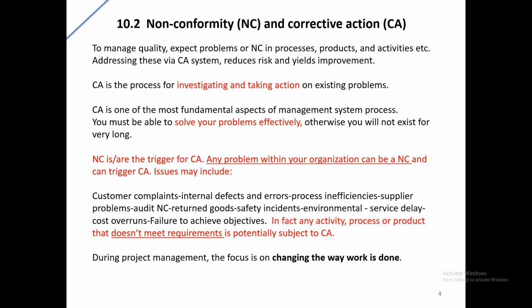So remember, in the class, quality assurance is all about improvement. CA is the process for investigating and taking actions on existing problems. So today we talk about investigations. CA is one of the most fundamental aspects of the management system process. So you are expected to be able to solve your problems effectively. Otherwise, you will not last very long in the business, because problems are to be expected.